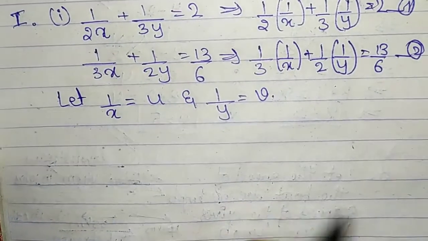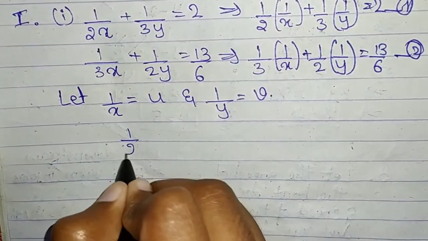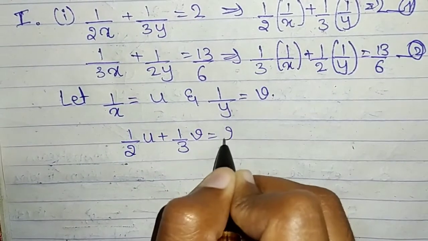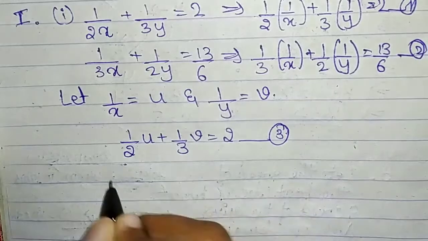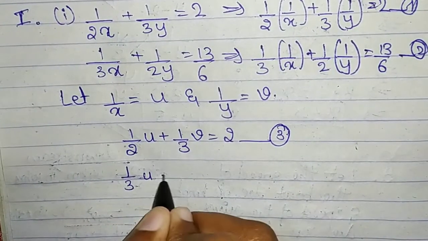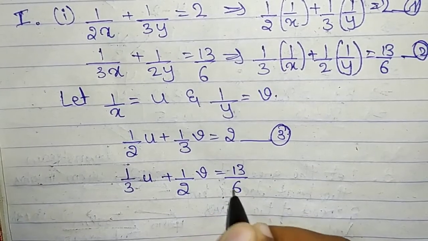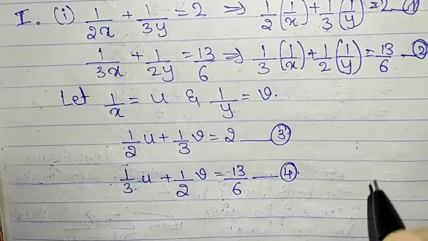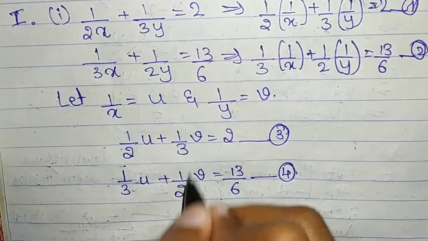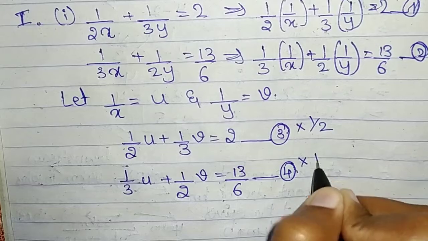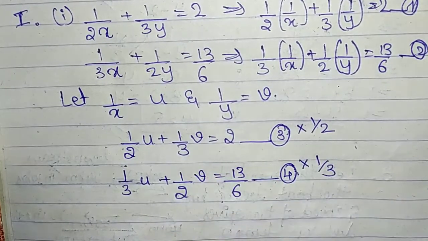Rewriting the equations, we'll get 1 by 2u plus 1 by 3v is equal to 2. This is equation 3. And 1 by 3u plus 1 by 2v is equal to 13 by 6. This is our equation 4. So now let us eliminate v from here. So multiply by 1 by 2 and multiply by 1 by 3, cross multiplying the coefficients.